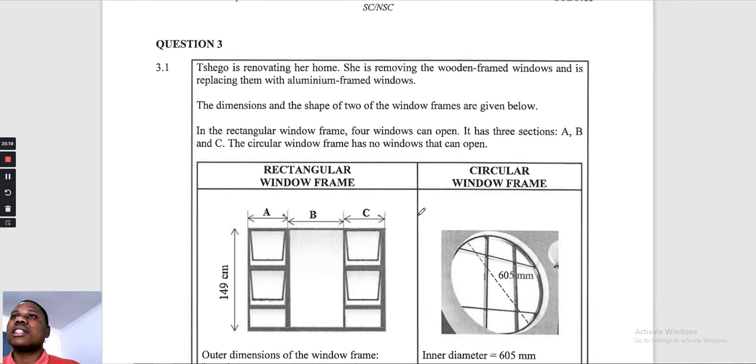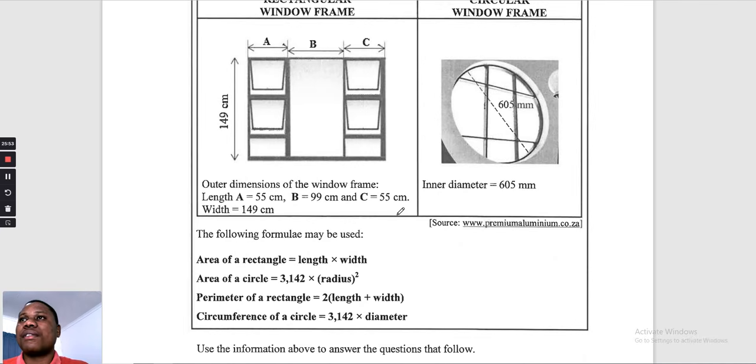Chiro is renovating her home. She is removing the wooden framed windows and replacing them with aluminum framed windows. The dimensions and the shape of 2 of the window frames are given below. In the rectangular window frame, 4 windows can open. It has 3 sections, A, B, and C. The circular window frame has no window that can open. So we can observe them there.